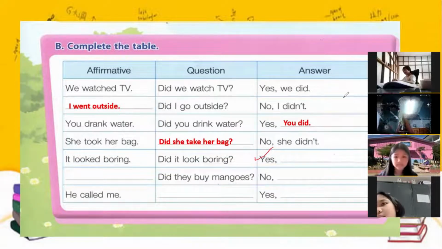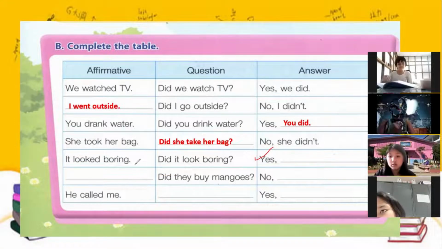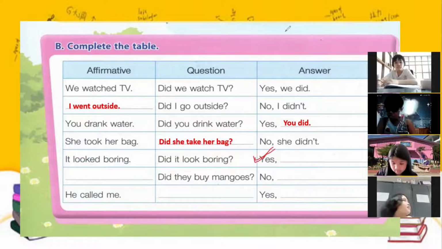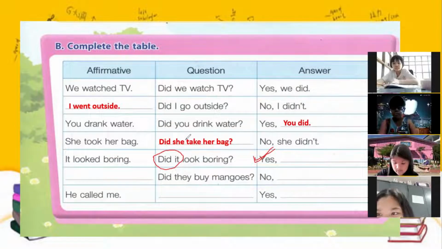Okay, let me ask Tonkla. Tonkla, can you answer? It looked boring. What will be the answer? Yes? Excuse me, teacher. Yes? Nana, Arthur, open your camera, please. Arthur, open your camera, please.